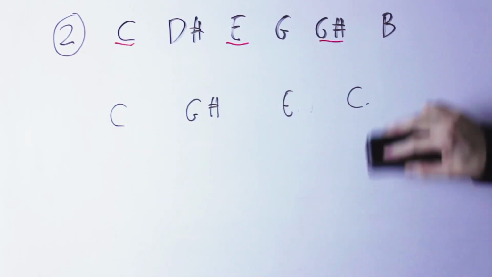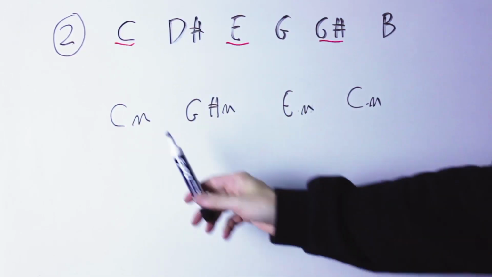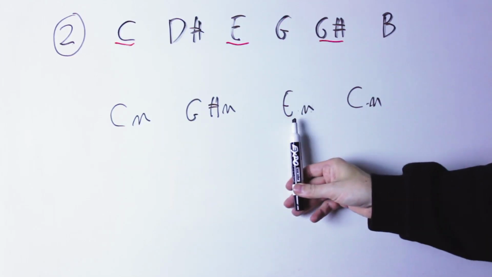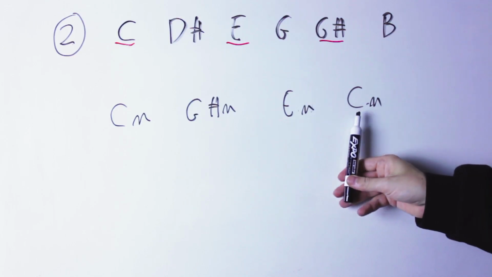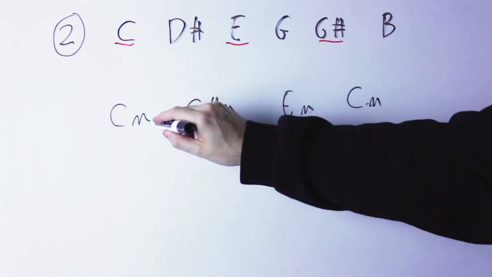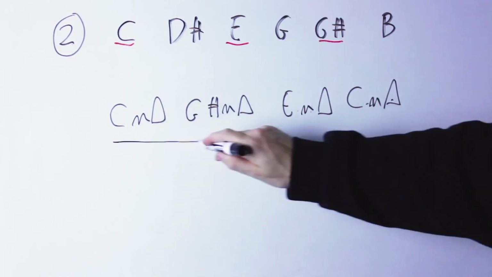Or C minor, G sharp minor, E minor, C minor. And you can improvise over both those chord progressions by using the C augmented scale. A particularly interesting situation happens if you play the same kind of chord progression using minor major 7 chords.